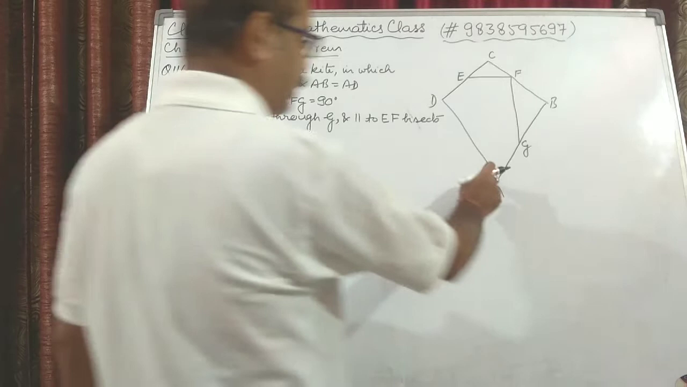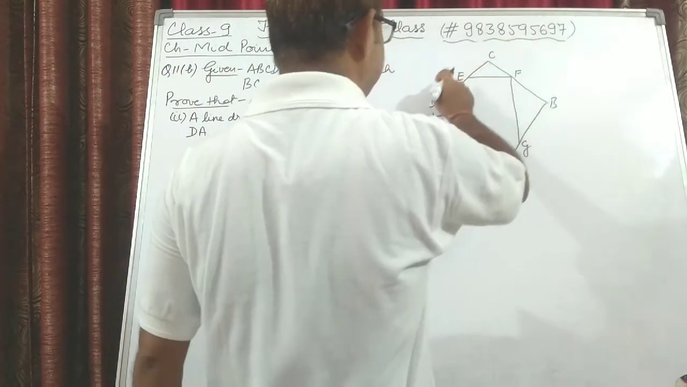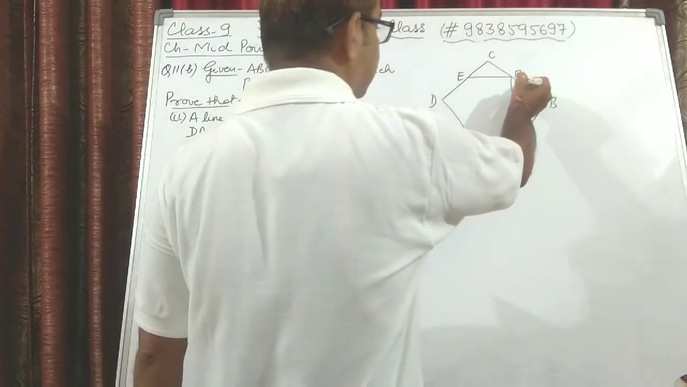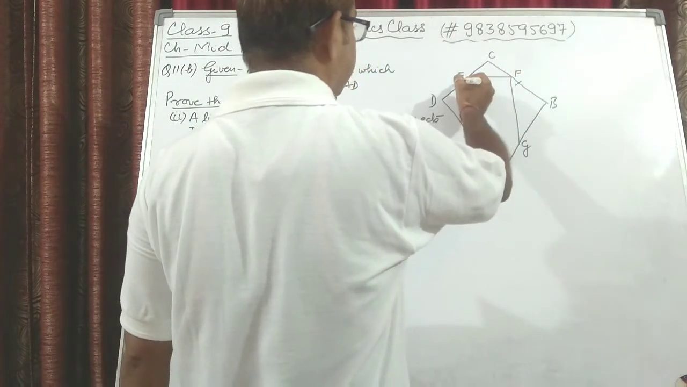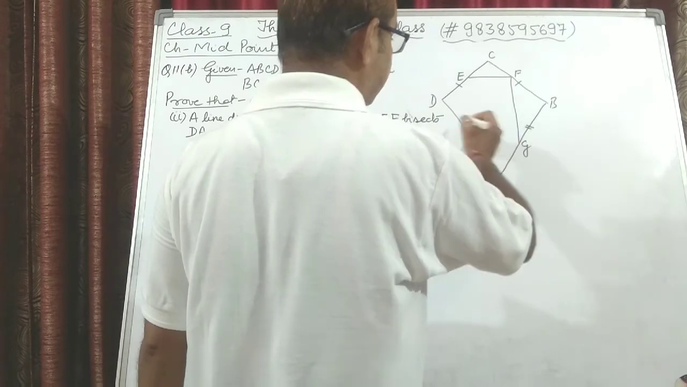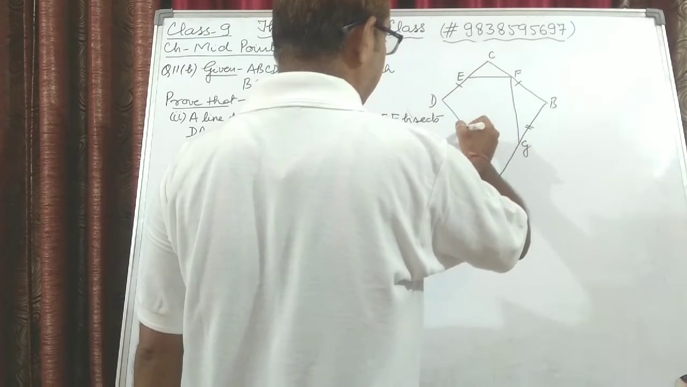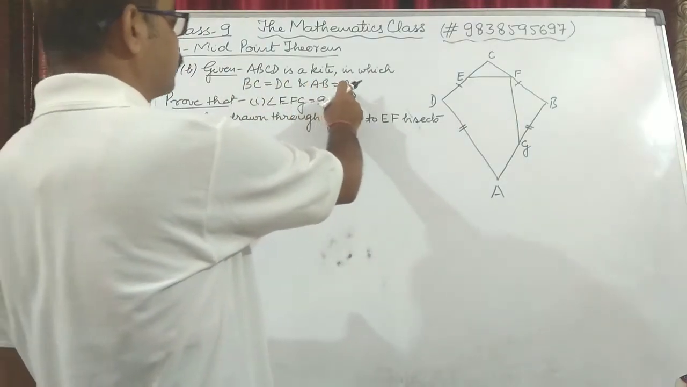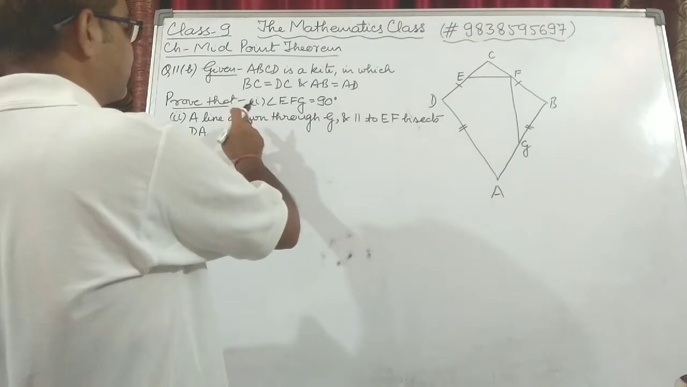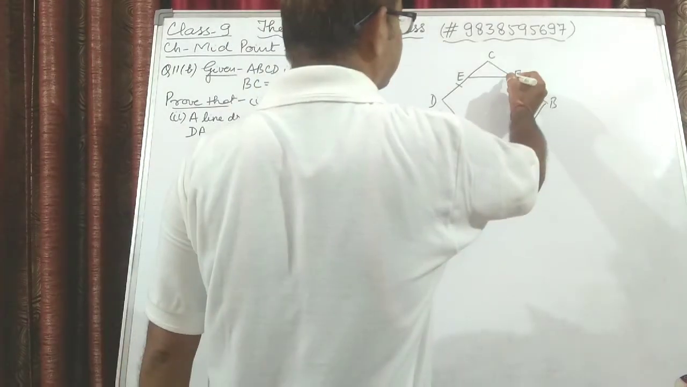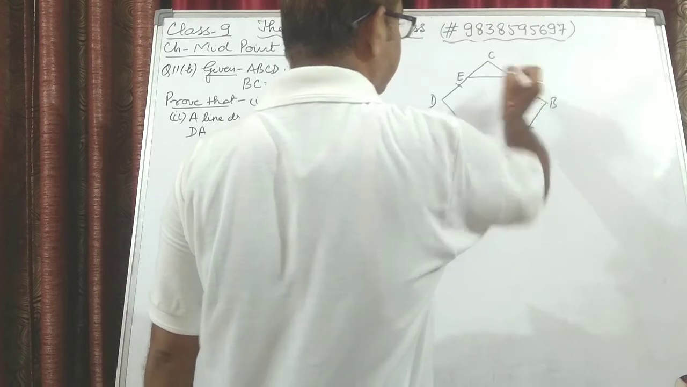You can see ABCD is a kite. It looks something like a kite in which BC and CD are equal, and at the same time AB and AD are equal. It is given BC is equal to DC and AB is equal to AD. You have to prove that first point, angle EFG is equal to 90 degrees. Means we have to prove this angle as 90 degrees.